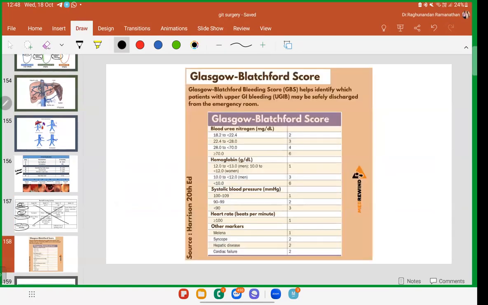Next, you have another scoring system called the Glasgow Blatchford score. There are three Glasgow scoring systems. One is the Glasgow coma scale, another is the Glasgow outcome scale. Where did we see the Glasgow outcome scale? In head injury. Whenever there is trauma, we have a scoring system called the Glasgow coma scale, Glasgow outcome scale.